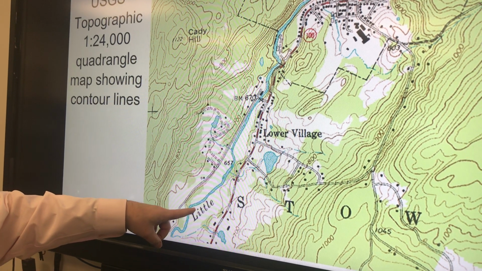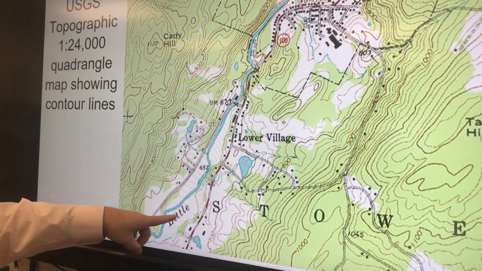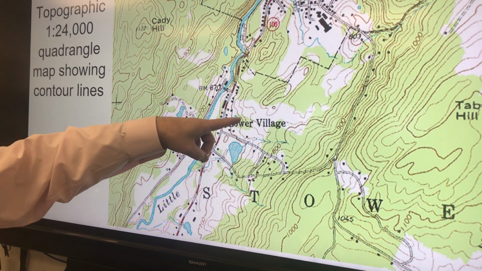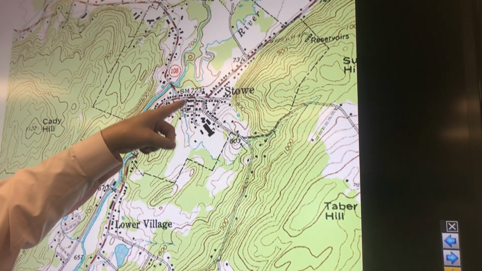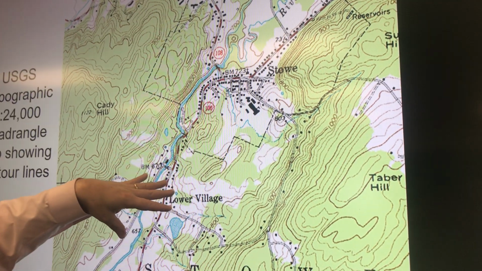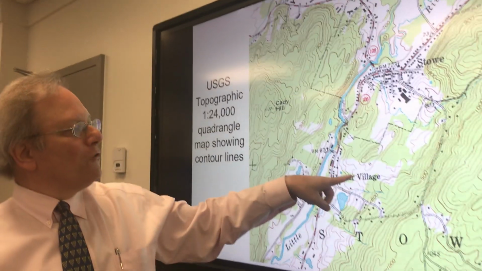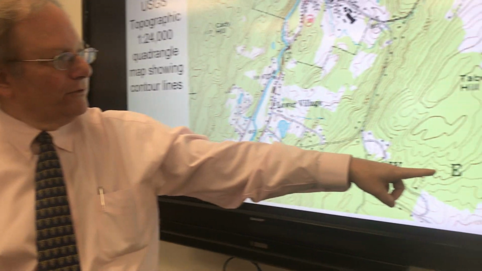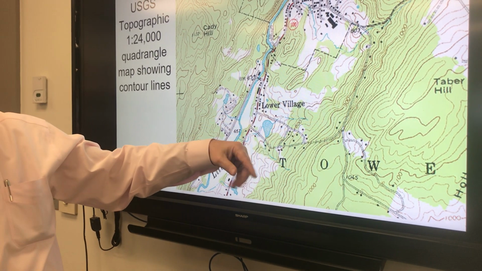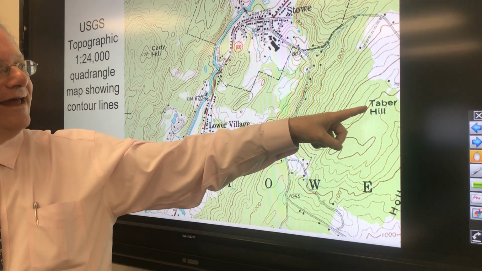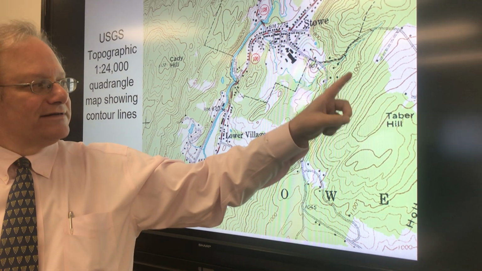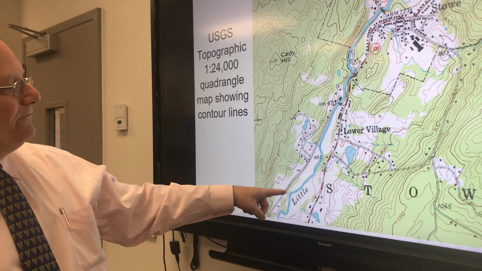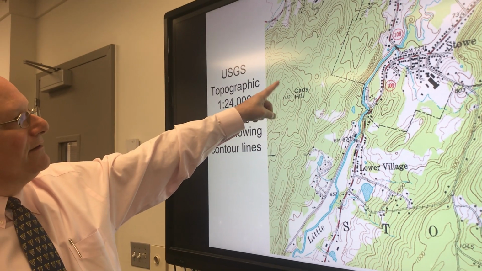You'll notice that the font for natural features is different from that for cultural features. So Lower Village is a place name. Stowe is a place name for these communities. You'll notice that it's like a Roman font with serifs. This is italic. Obviously, this refers to a larger thing, like a township. Tabor Hill, which is a sans serif font, is a natural feature. It's not italic, but it's a different font. So things like rivers and lakes typically have a Roman font. These have a sans serif font, like the hills.